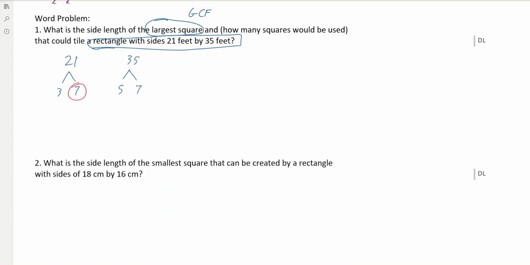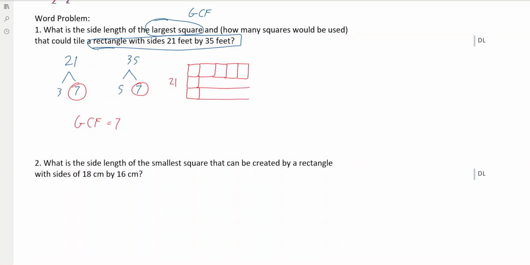So that means our GCF is 7, which means we think the squares will be 7 by 7. So let's go ahead and see if we can make a rectangle out of squares like this. So here's 3 together make how much? 21 on that side. And how many together are necessary to make the 35? 1, 2, 3, 4, 5 of them.